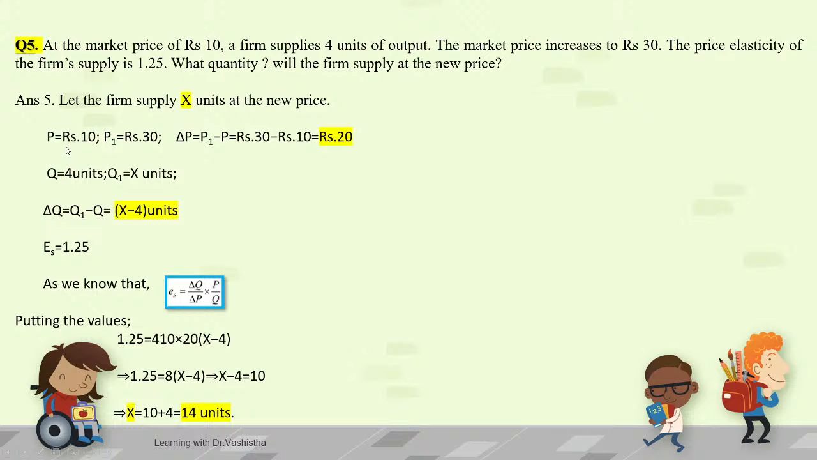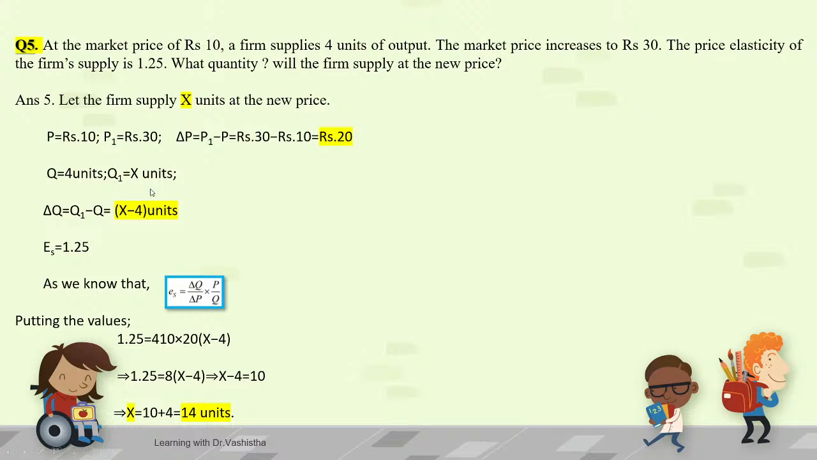So initially what is given? P is equal to rupees 10, which is given in the question. P1 is rupees 30, it changes to 30. So delta P will be P1 minus P, which is 30 minus 10, equal to 20. So we have got delta P here. Now Q is given as 4 units, it's already given.